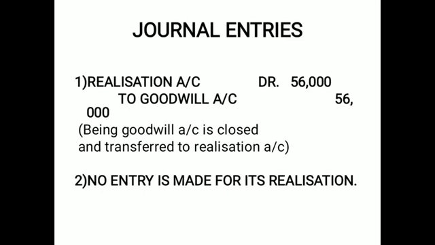Alright, so the very first journal entry is realization account debit 56,000 to goodwill account 56,000. This is the journal entry to close the account of an asset. Which asset? Goodwill. If you remember, we've understood the journal entry for closing the assets account and transferring it to realization account. Yes?